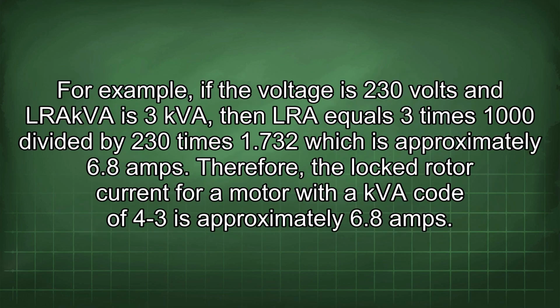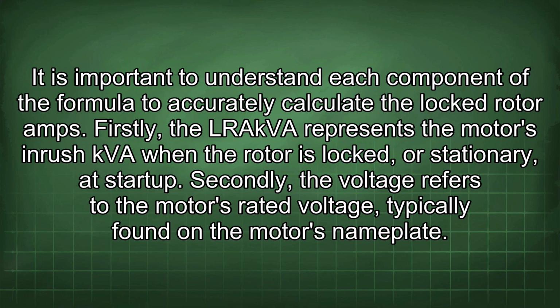For example, if the voltage is 230 volts and LR kVA is 3 kVA, then LRA equals 3 times 1000 divided by 230 times 1.732, which is approximately 6.8 amps. Therefore, the locked rotor current for a motor with a kVA code of 4-3 is approximately 6.8 amps. It is important to understand each component of the formula to accurately calculate the locked rotor amps.